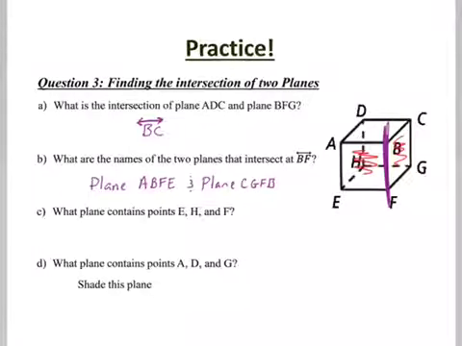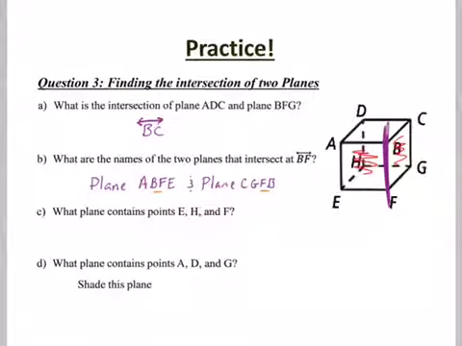You might notice that because I used all four letters, if you look carefully at how I named the two planes, BF, both letters appear in both names of the planes, and that's a good indicator that your planes actually meet at that line. Just a little trick to use as you're working through your homework.